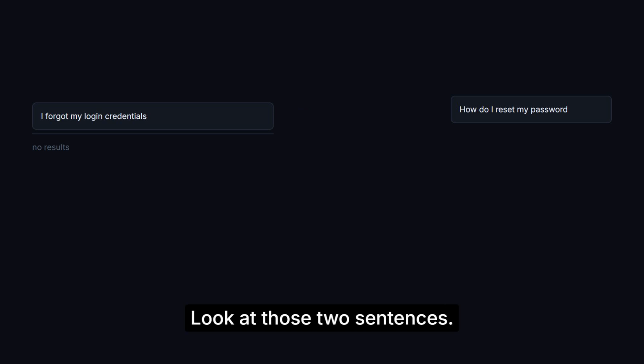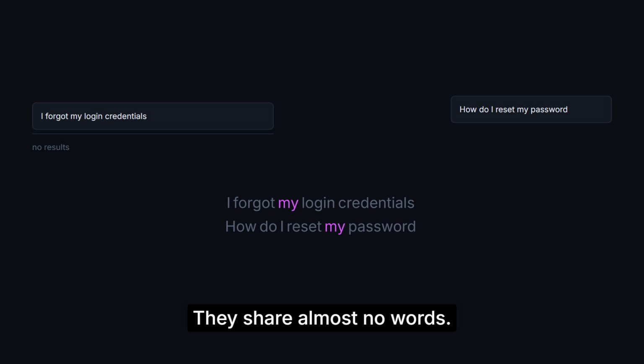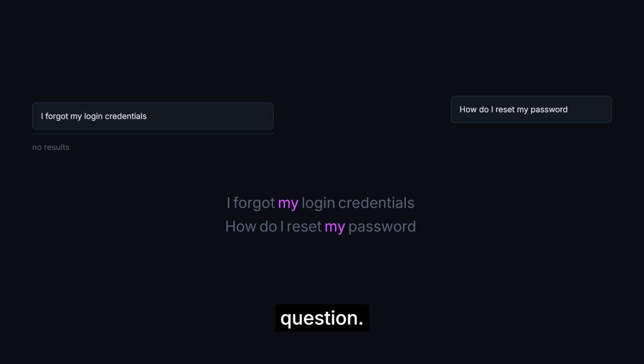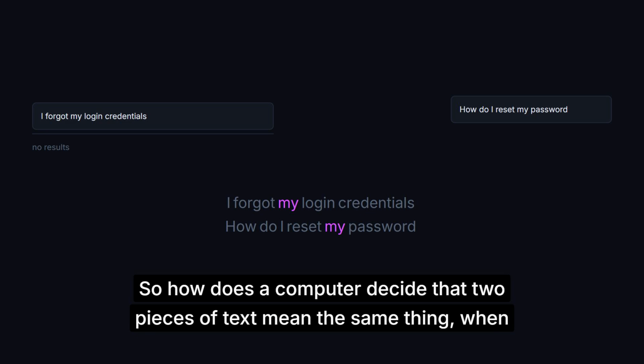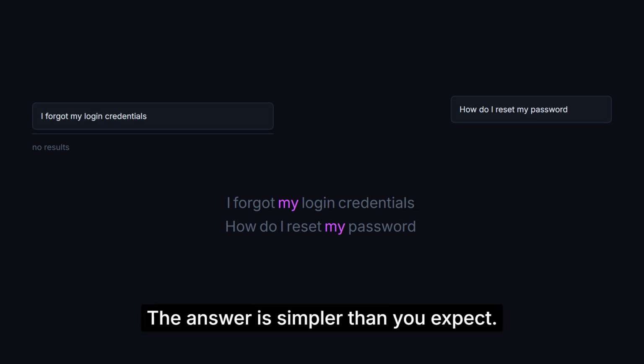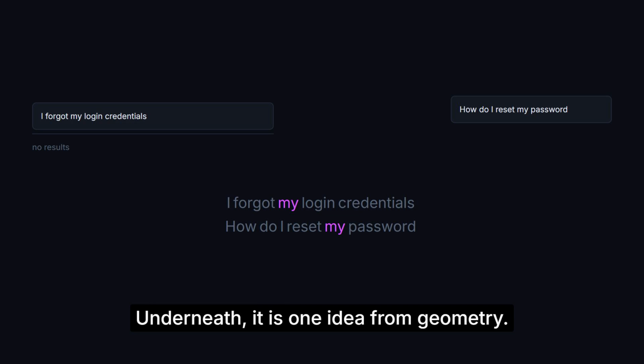Look at those two sentences. They share almost no words. And yet any person reading them says instantly that these are the same question. So how does a computer decide that two pieces of text mean the same thing when it cannot read? The answer is simpler than you expect. Underneath, it is one idea from geometry.